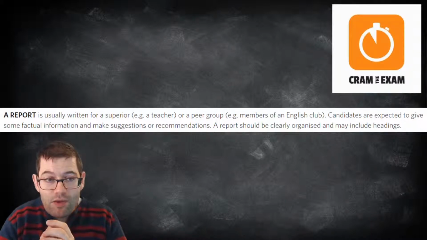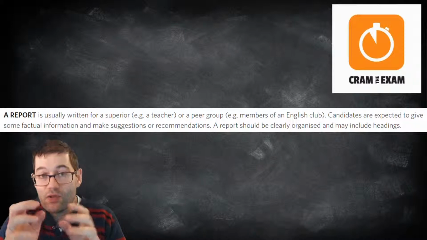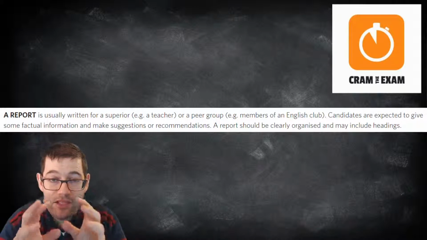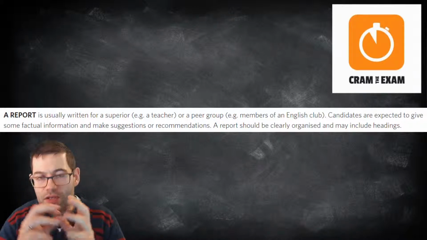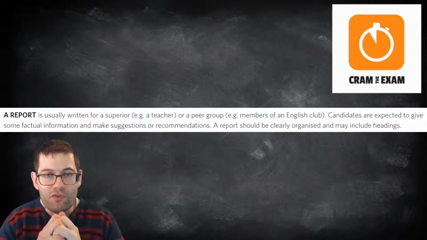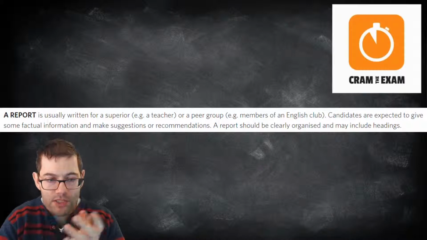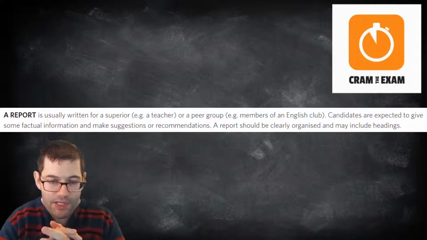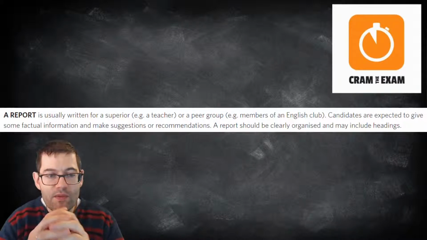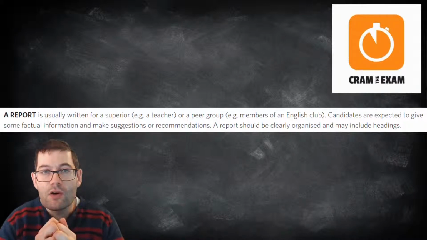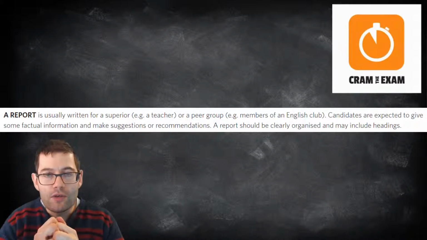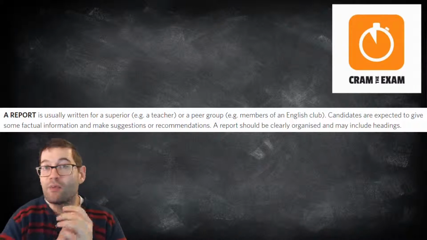As you can see on the screen, this is what a report is for the FCE exam. This little snippet of text was taken from the FCE Handbook for Teachers, which is a book produced by Cambridge which tells teachers how to prepare students for the FCE exam. So, a report is usually written for a superior, for example a teacher, or a peer group, for example, members of an English club. Candidates are expected to give some factual information and make suggestions or recommendations. A report should be clearly organised and may include headings. So that's basically what a report is.